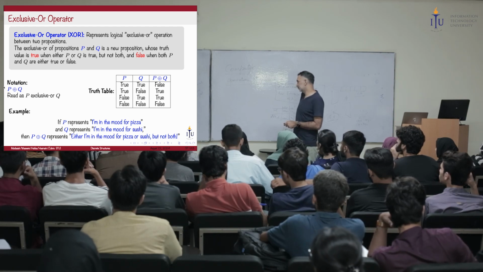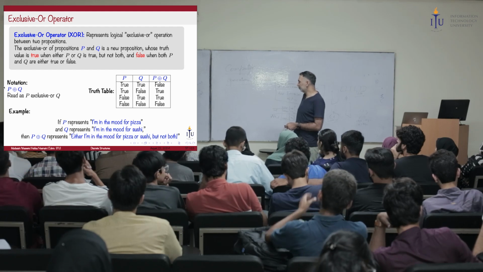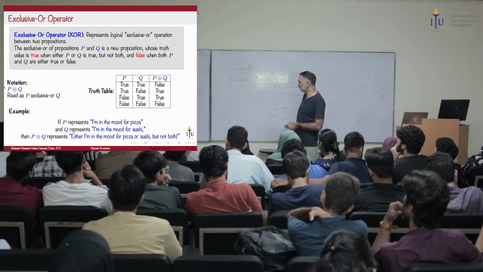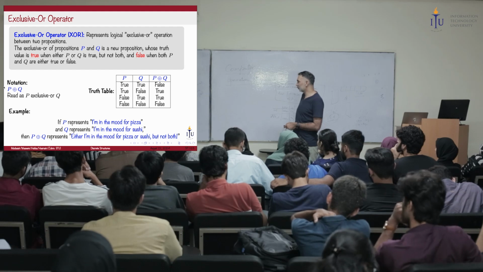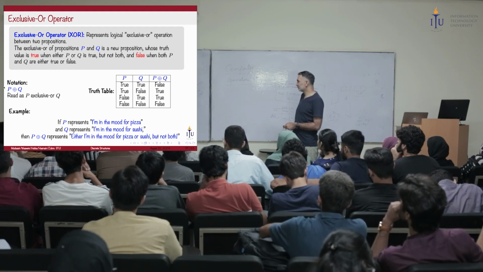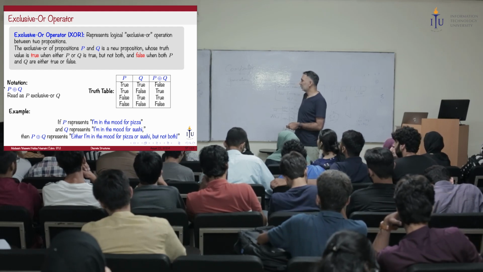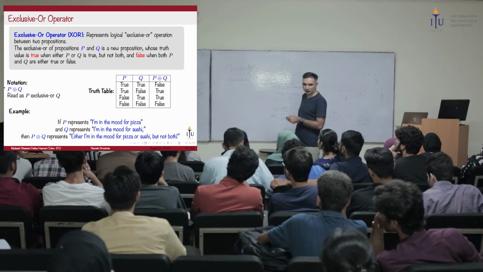So we read it simply as P exclusive OR Q, and here's an example. If P represents I am in mood for pizza and Q represents that I am in mood for sushi, then P exclusive OR Q represents this. Either I am in mood for pizza or sushi, but not both.